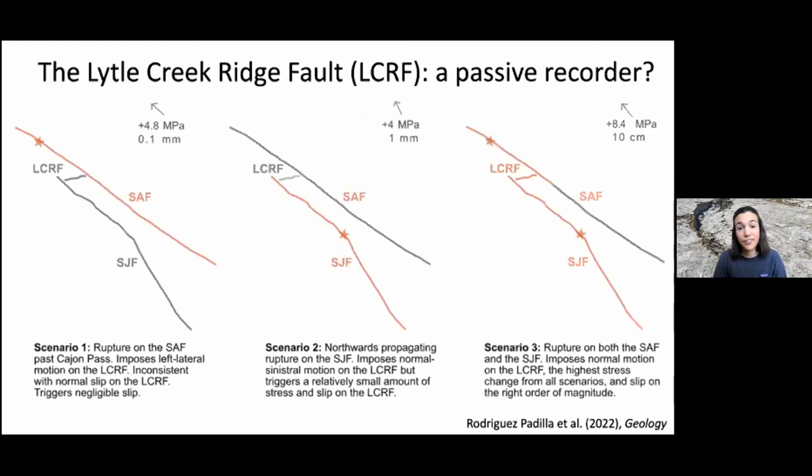Okay, and here's the third scenario involving tapered slip on both the San Andreas fault and the San Jacinto fault. This triggers double the stress change on the LCRF than the scenario that involves the San Jacinto fault alone, and it triggers slip in the centimeter range. So what we hypothesize here is that the LCRF is most likely to host the large slip measured in the trench, which we're going to see in a second, when both the San Andreas and the San Jacinto fault are rupturing together. It doesn't mean that it's insensitive to what's happening on the San Jacinto when it ruptures alone, or even the San Andreas when it ruptures alone, but it means that we are unlikely to find it in our trench record.